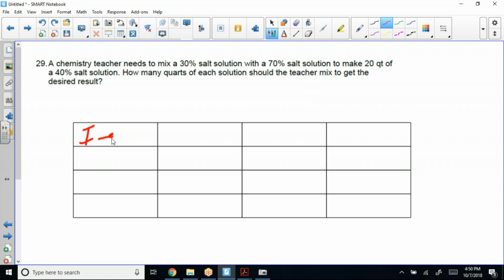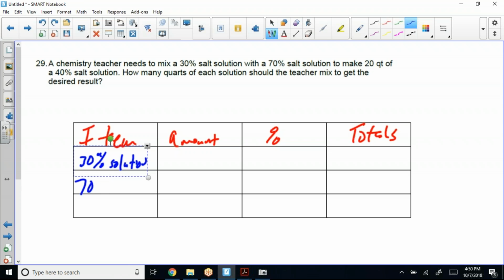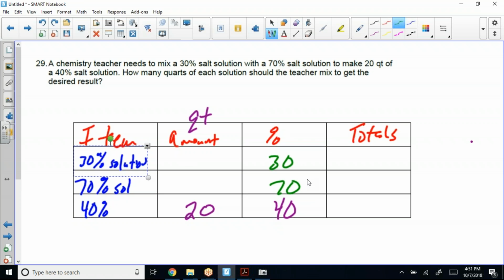Okay. So we have the item, the amount, the percent, and then the totals, guys. The items are a 30% solution and a 70% solution, and we're trying to make 40%. We know we have to have 20 quarts, and it's 40%. We know this is a 30 and that's a 70, those are percent solutions, but how much of the 30 and how much of the 70?